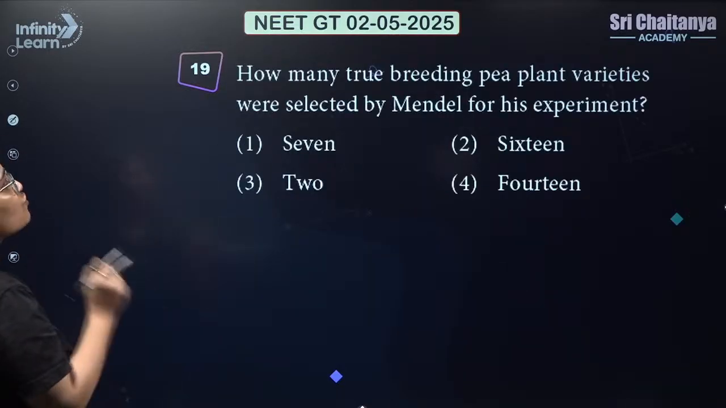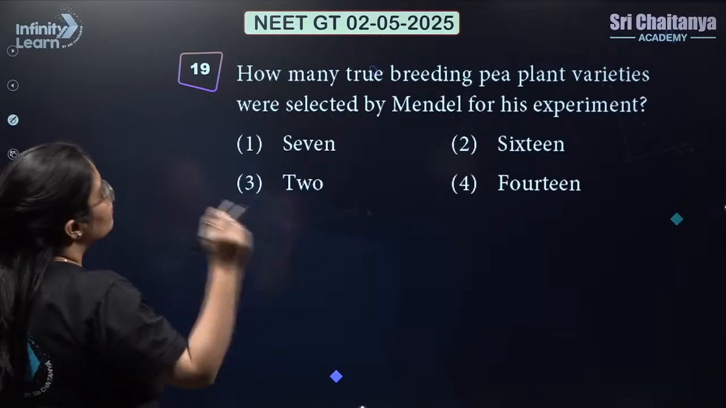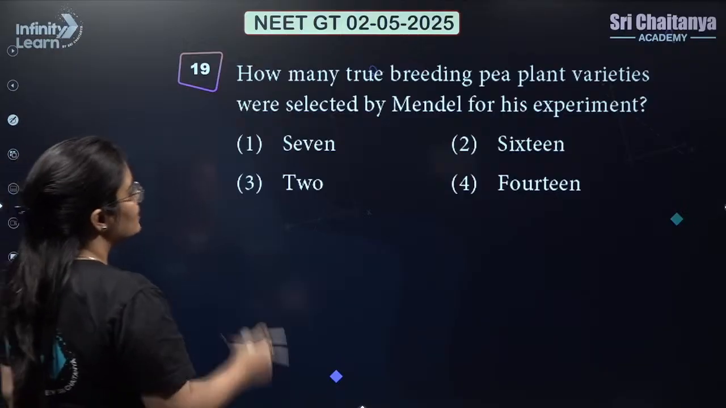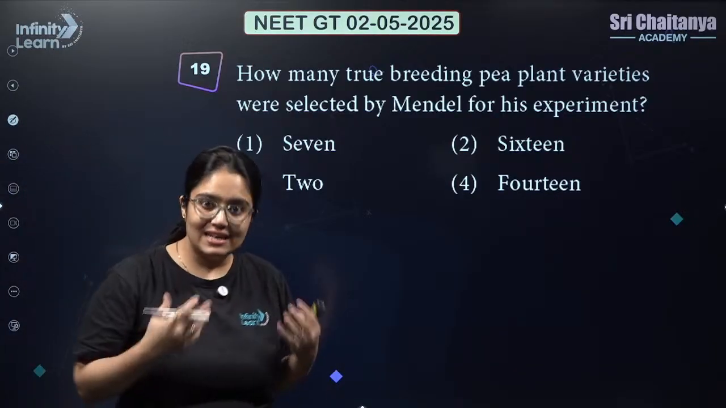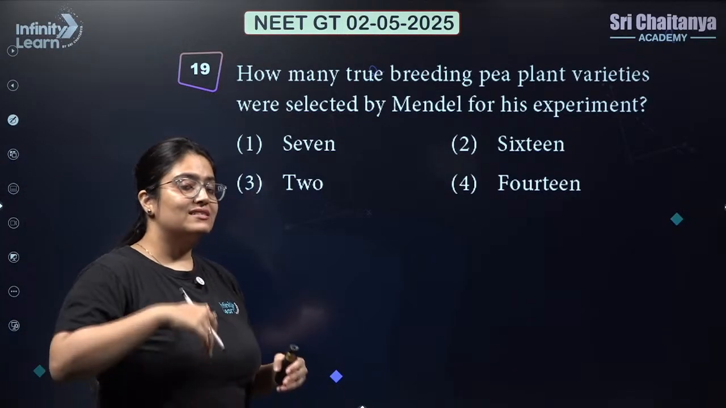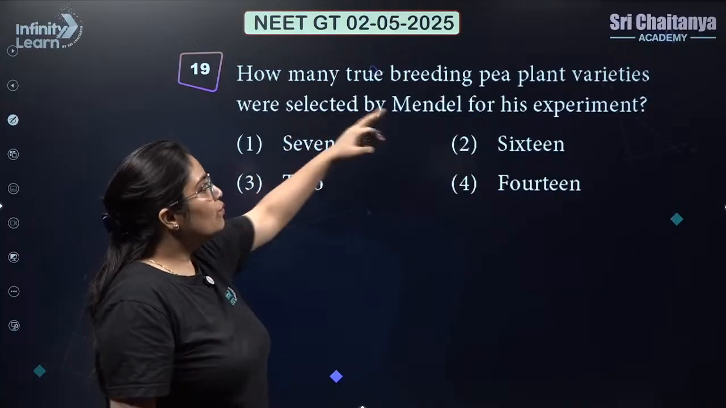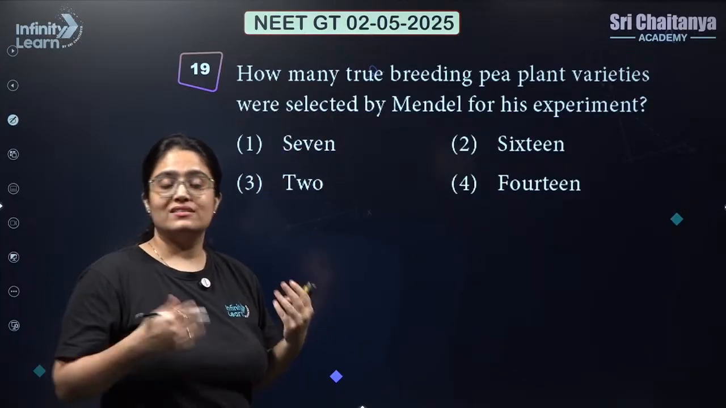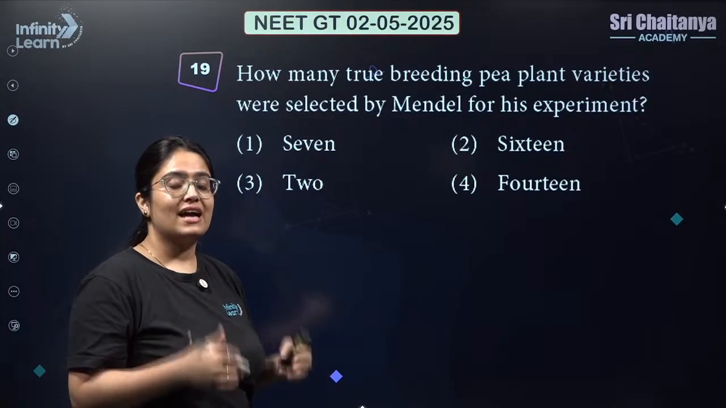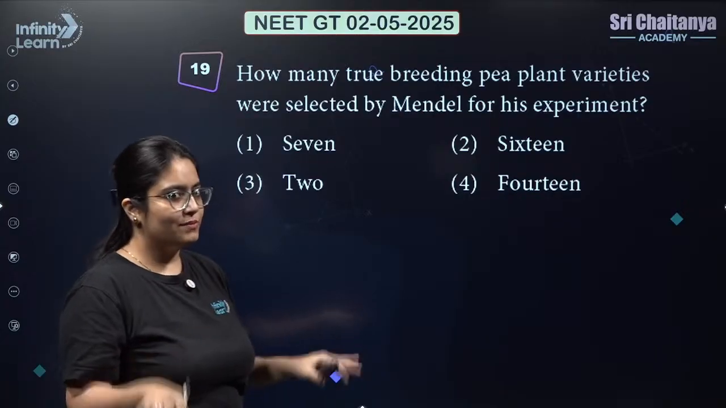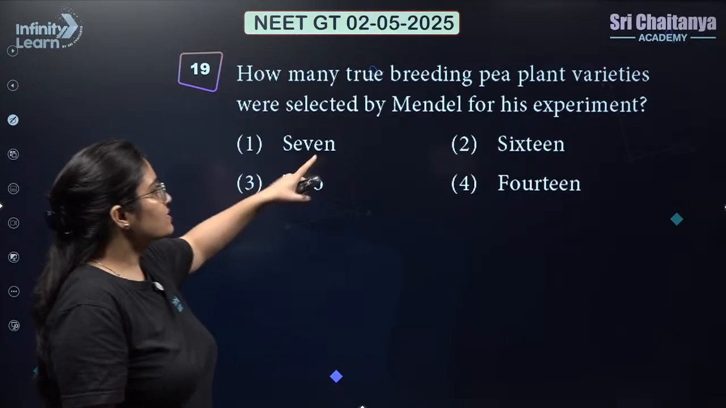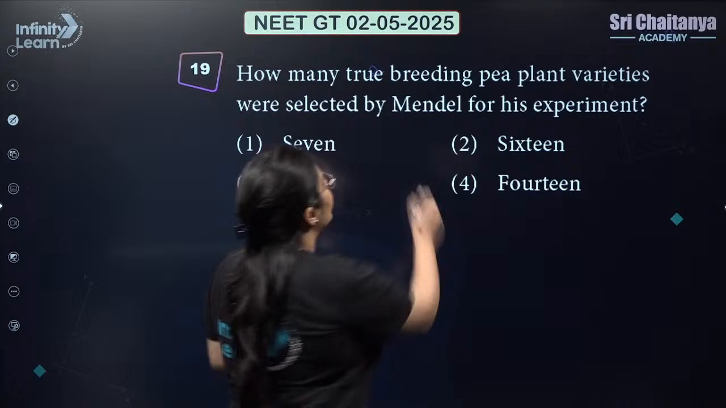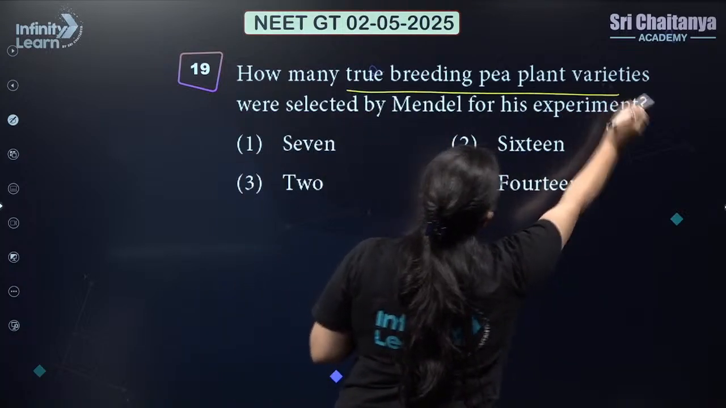How many true breeding pea plant varieties were selected by Mendel? In such questions, please focus. Is it asking about the number of true breeding pea plant varieties, or is it asking about the number of contrasting characters that he chose? Answers will be different.